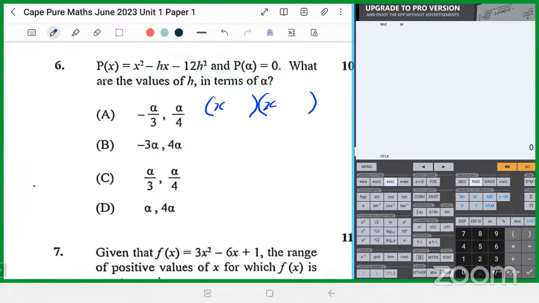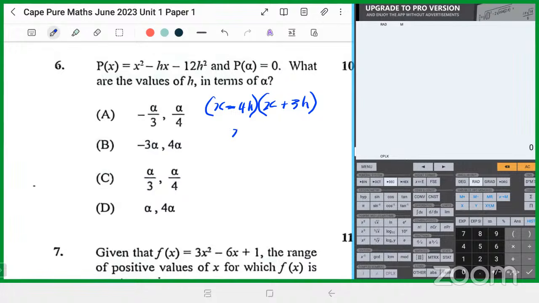It's going to be 12h squared, so 4h and 3h. And then the middle term is a minus, so you're going to put the minus here and plus here. That's what it factorizes into. And now you want to put it equals 0 on the alpha.